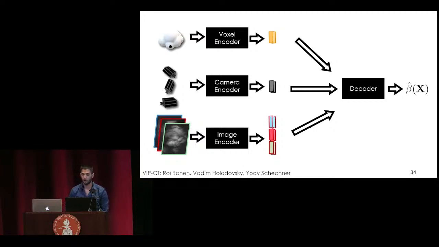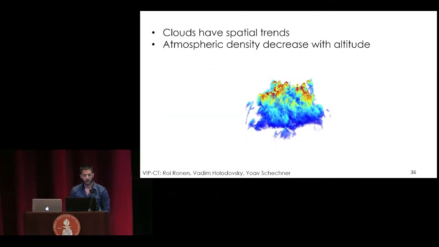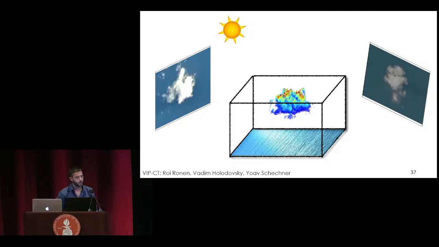VIPCT encodes 3 information sources. The first is the cloud voxel 3D location. Clouds have some special trends. For example, they tend to be denser the higher the voxel is above the cloud base, or in its core, away from the surrounding dry air, while atmospheric density tends to decrease with absolute altitude. These are trends that call for encoding of the voxel location. Moreover, a cloud voxel scatters more light at the cloud side facing the sun, so we need to encode the 3D location of the voxel.